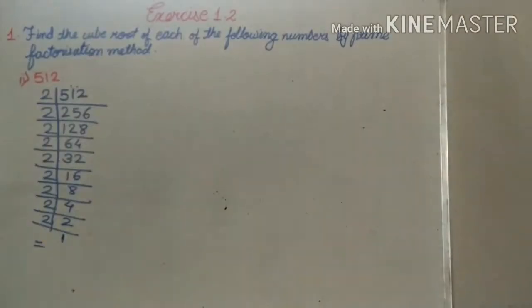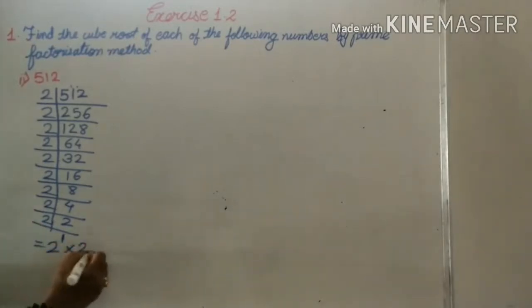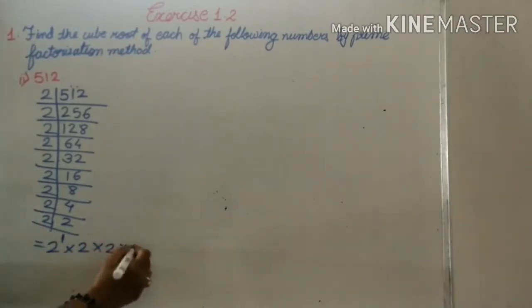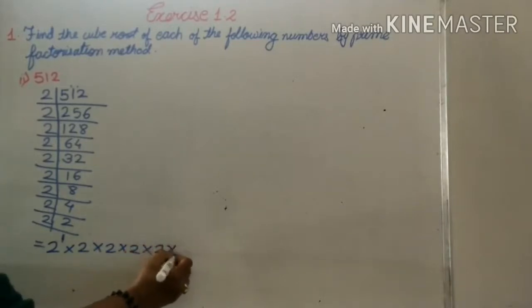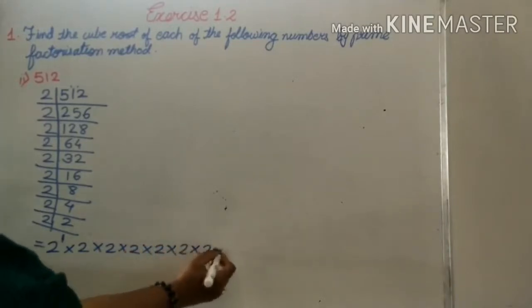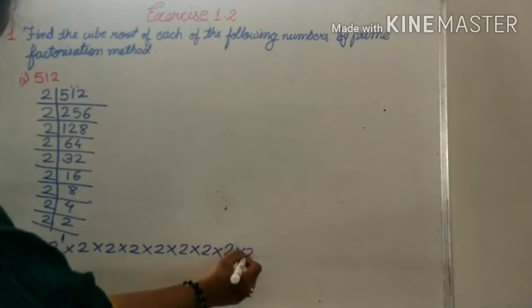The factors of 512 are, see here, how many times does 2 appear? 1, 2, 3, 4, 5, 6, 7, 8 and 9.